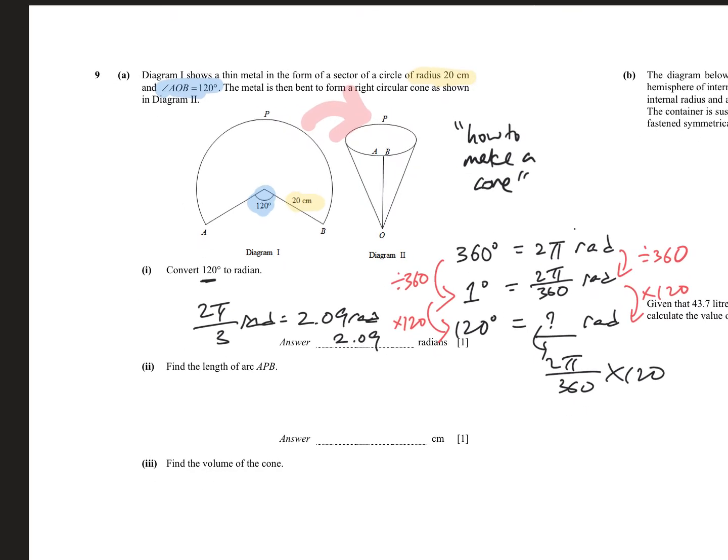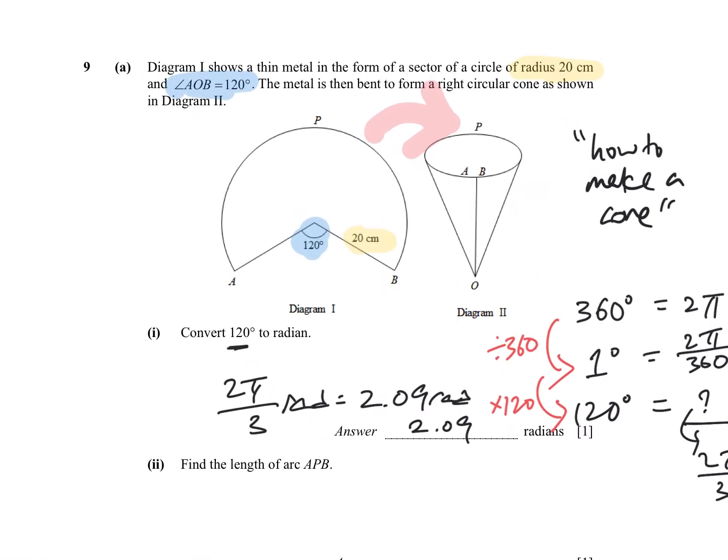Part II. Find the length of this arc APB. So straight away, let's just look at it. APB, what is this length? The length of an arc is this: APB is the arc of a circle, and that's what we're trying to find.